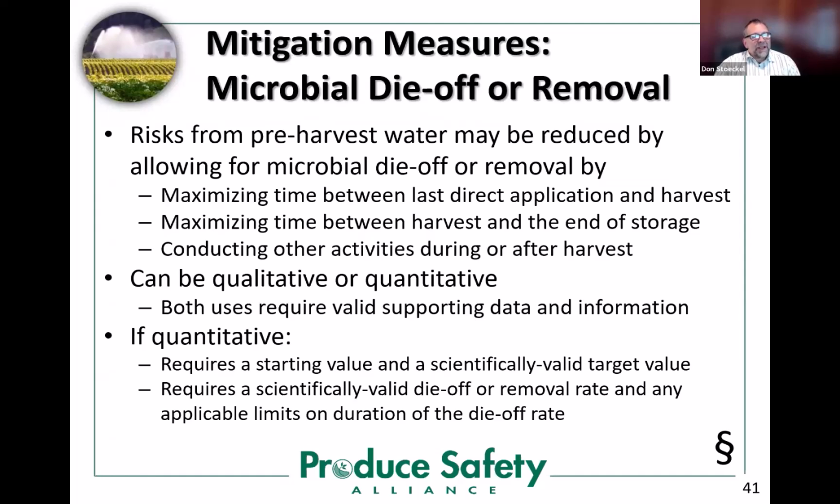Die-off and removal can be a little complicated. Remember, it's only a mitigation measure, not a corrective measure, and it's going to be able to be used in both a qualitative or a quantitative way. What I mean by that is, in some instances, a grower would be able to assume 0.5 logs per day die-off of pathogenic microorganisms in the field. In order to use that information, you would have to have both a starting concentration and a target concentration so that you could calculate 0.5 logs per day, how many days do I need?